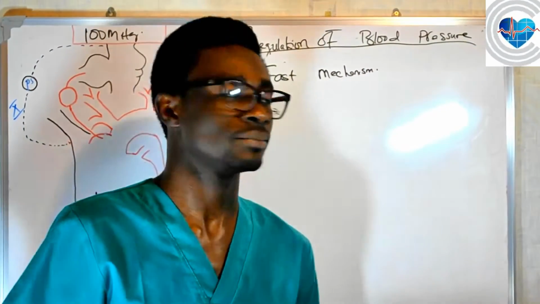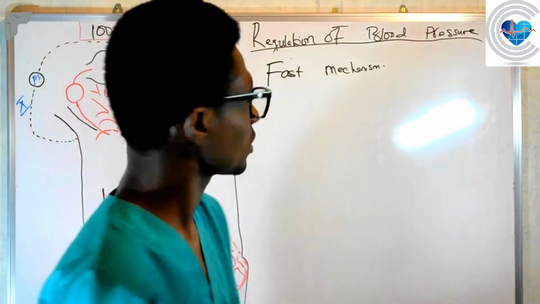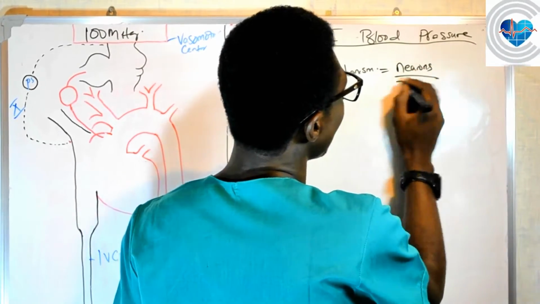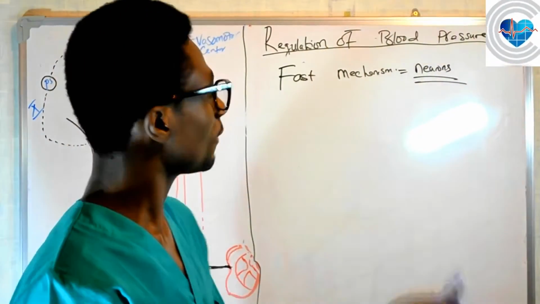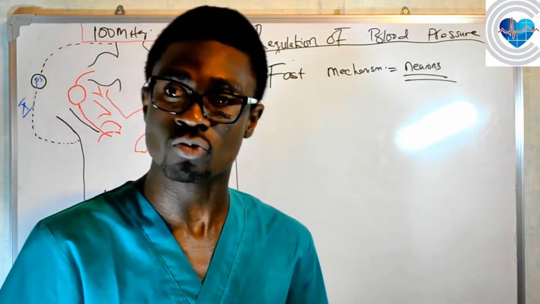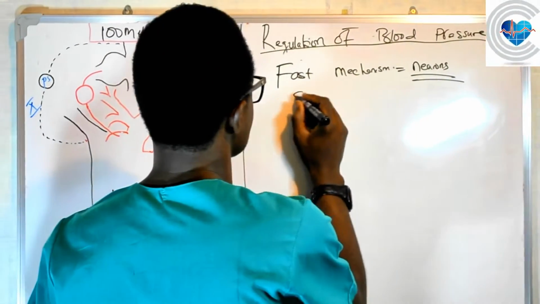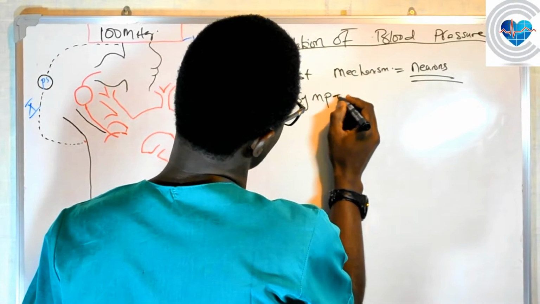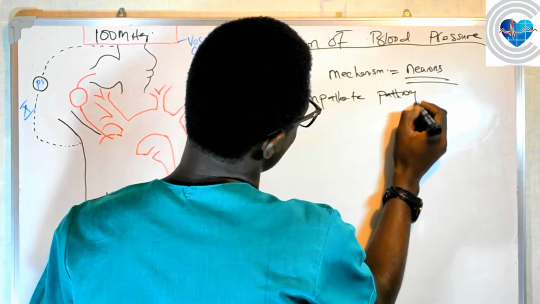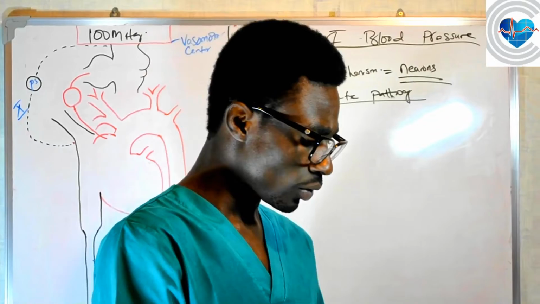Like I told you earlier, in this first mechanism, the body utilizes neurons. The body utilizes what? Neurons. So as a result, you can call this first mechanism the sympathetic pathways of blood pressure regulation. Sympathetic pathways of blood pressure regulation. Okay.